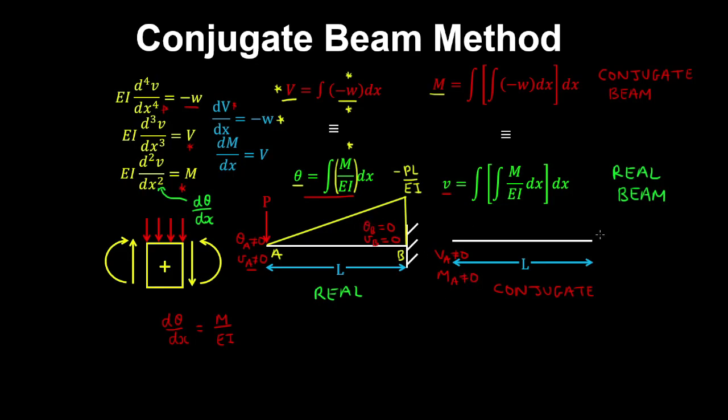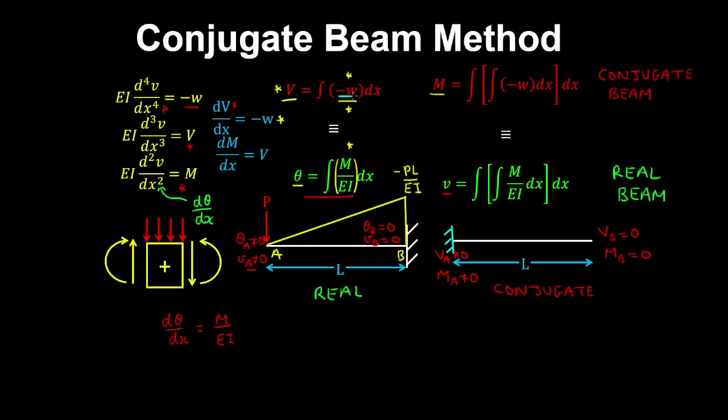And on the other side, theta B is 0 in the real beam, so the shear force at B is 0 in the conjugate beam, and the deflection at B is 0 in the real beam, so the bending moment at B is 0 in the conjugate beam. So the support that mimics a non-zero shear force and non-zero bending moment is a fixed support. And on the other side, a free end has 0 bending moment and 0 shear force. So these are the boundary conditions for our conjugate beam.